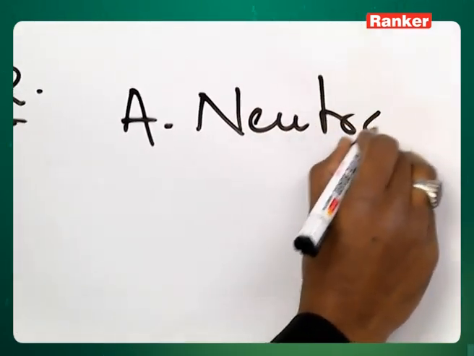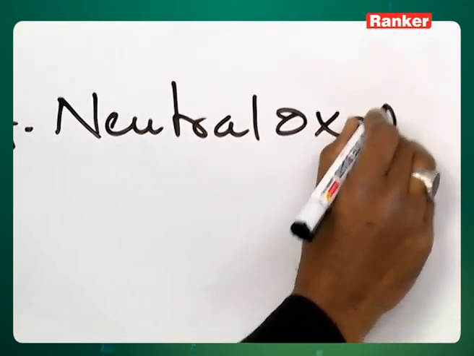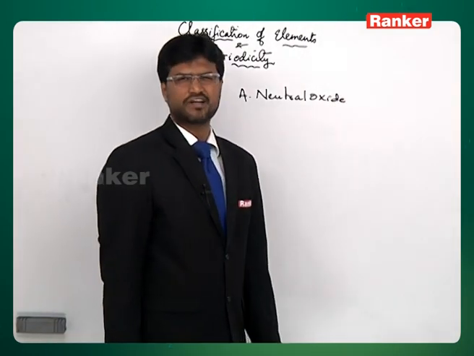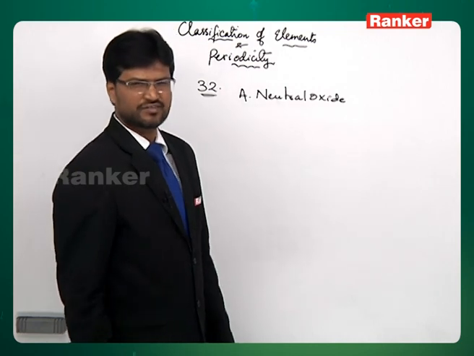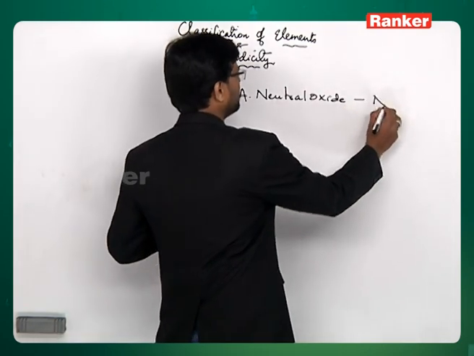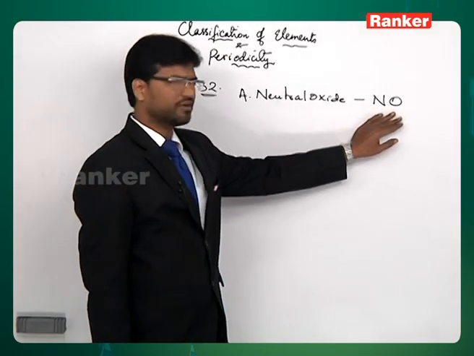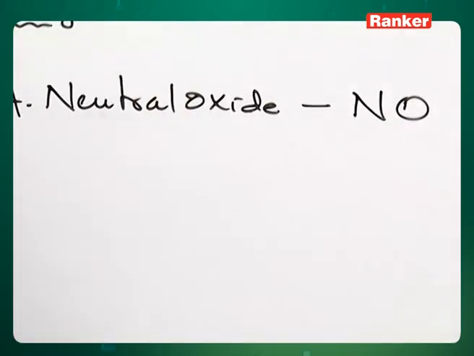Neutral oxide. See, non-metal oxides are either acidic or neutral. Lower oxides are neutral and higher oxides are acidic. So the correct neutral oxide among the compounds in list 2 is NO. NO is a lower oxide of N, and therefore it is neutral.